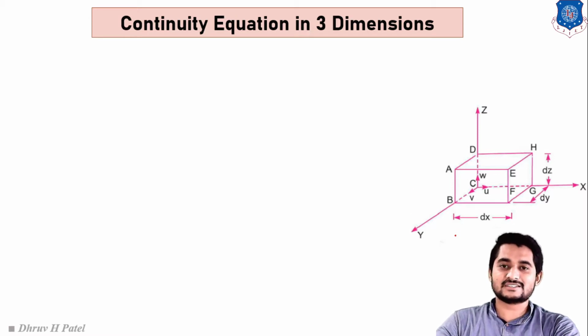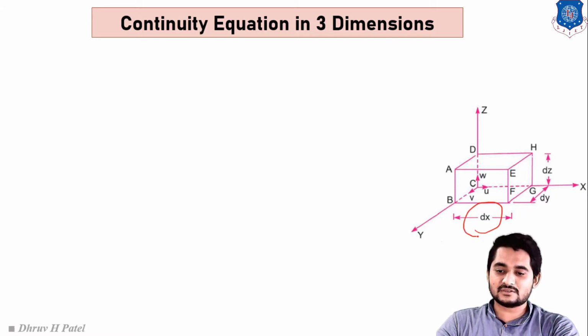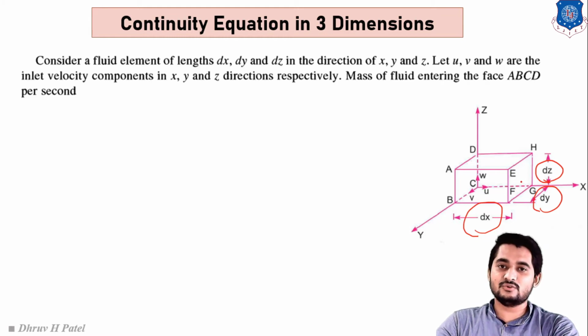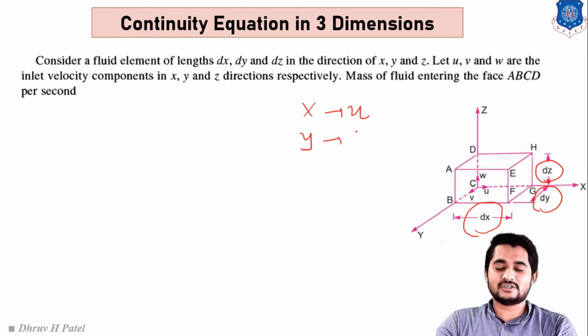From the cube, three directions are shown: x direction, y direction, and z direction. X direction small length will be known as dx, y direction small length will be known as dy, and z direction small length will be known as dz. Clear? Here consider fluid with the length of dx, dy and dz in x, y and z direction respectively. Here x direction velocity will be u, y direction velocity will be v, and z direction velocity will be w. You have to remember this data, u, v and w for x, y and z direction respectively, for the whole chapter.